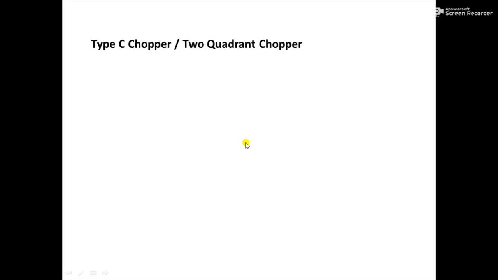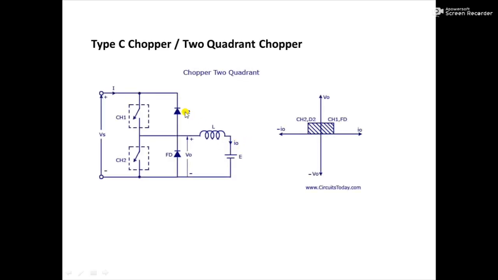Next case, type C chopper, also called as two quadrant chopper. Now type C chopper is a combination of class A chopper and class B chopper. When CH1 is on, that time you will get class A operation. So here your CH1 or FD conducts, and in the second operation CH2 and D2 conduct to give you type B chopper. So this is a combination of type A and type B chopper. You can see in the circuit, they are connected in parallel.